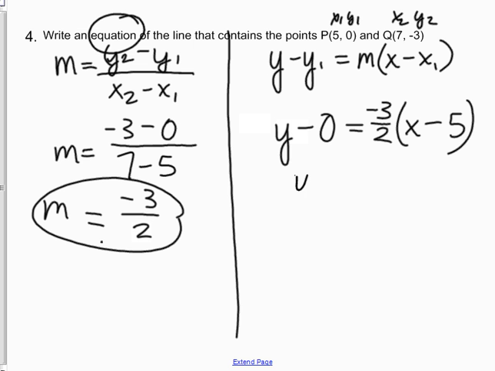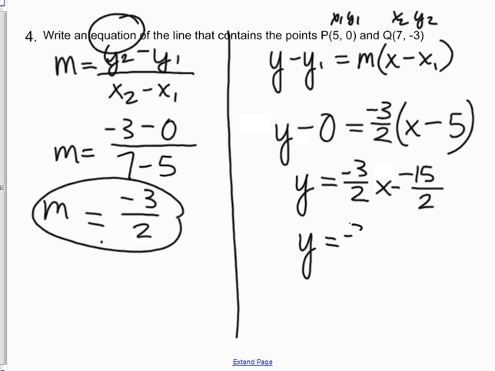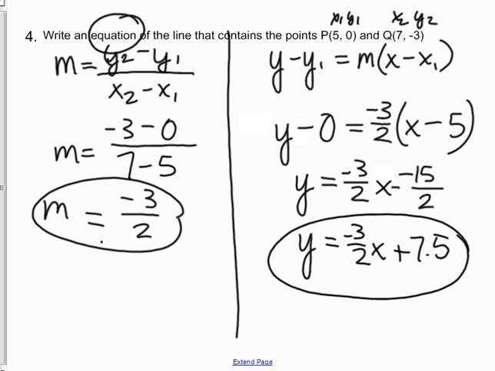Okay, so y minus 0 is y equals -3/2 x. And you're looking at this, you're going, oh my gosh, how do I figure this out? Okay, so I have a negative number. That's going to be 5 over 1, so that's a -15 over 2. So now when we simplify this, we have y = -3/2 x + 15 divided by 2, which is 7.5. That is going to be your equation for your line.